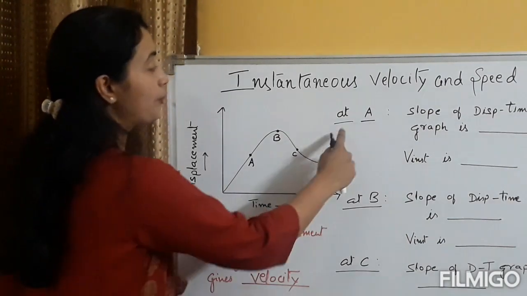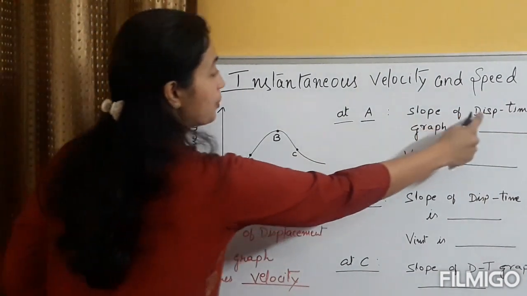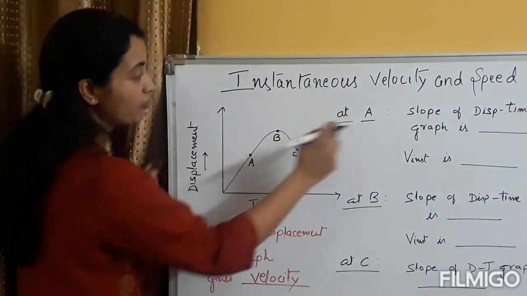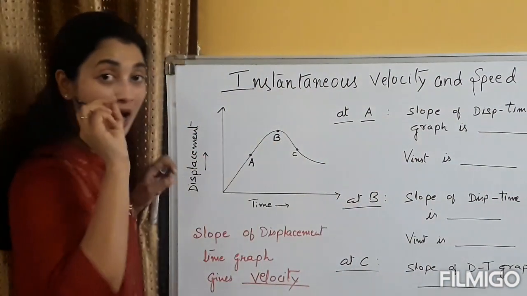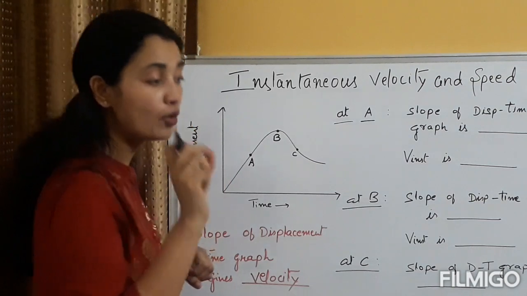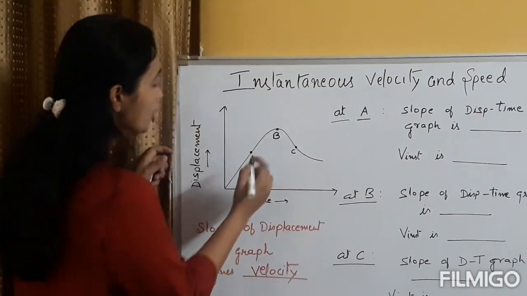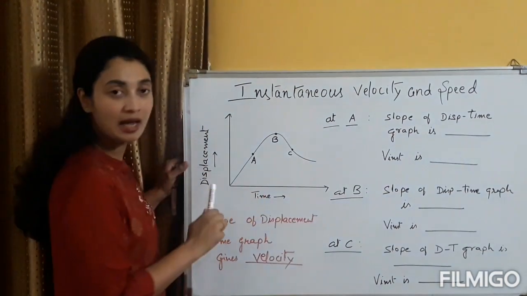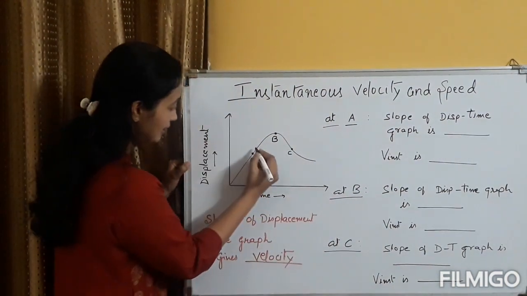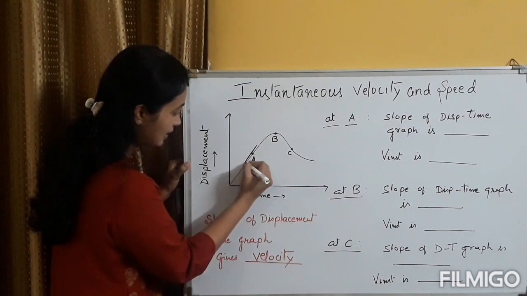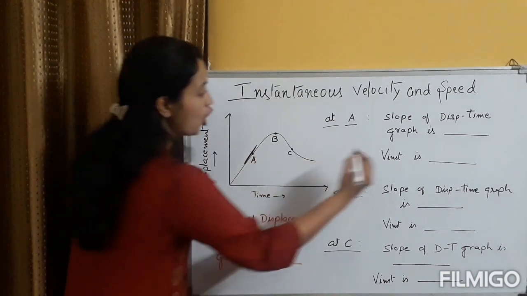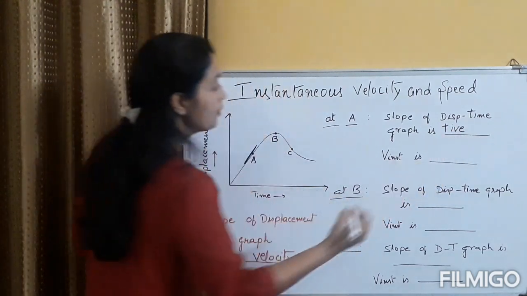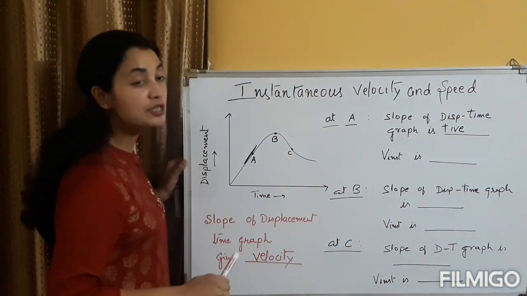So let us first look at the point A. Can you tell me what is the slope of the displacement time graph? You have to mention whether it is positive, negative or 0. So what can you say about the slope of the displacement time graph at the point A? It is like this and it is of course positive.